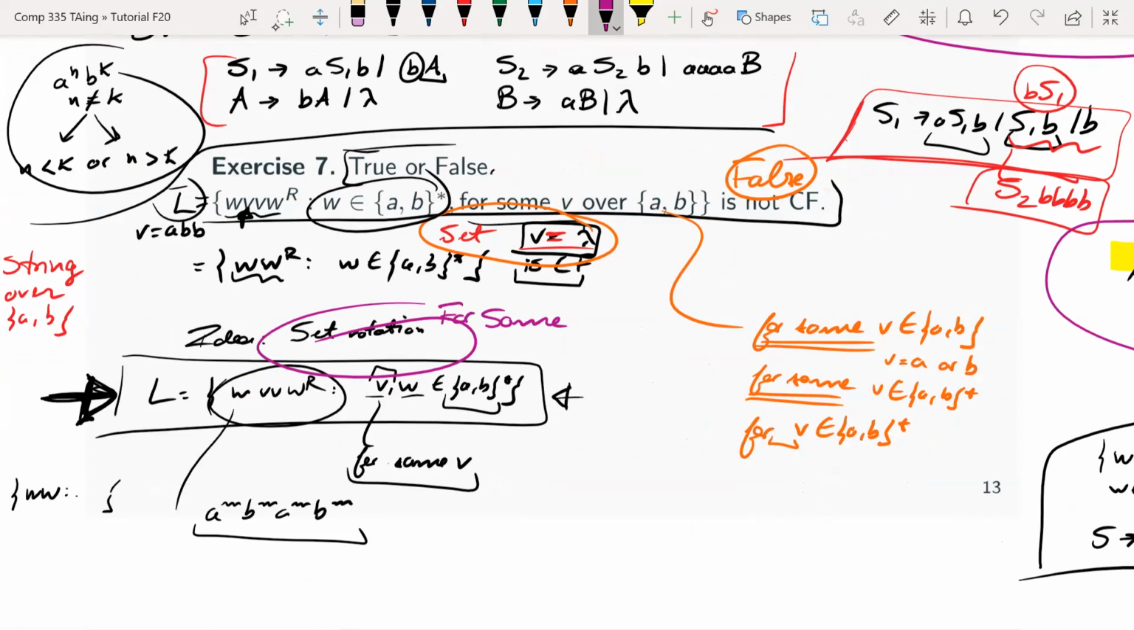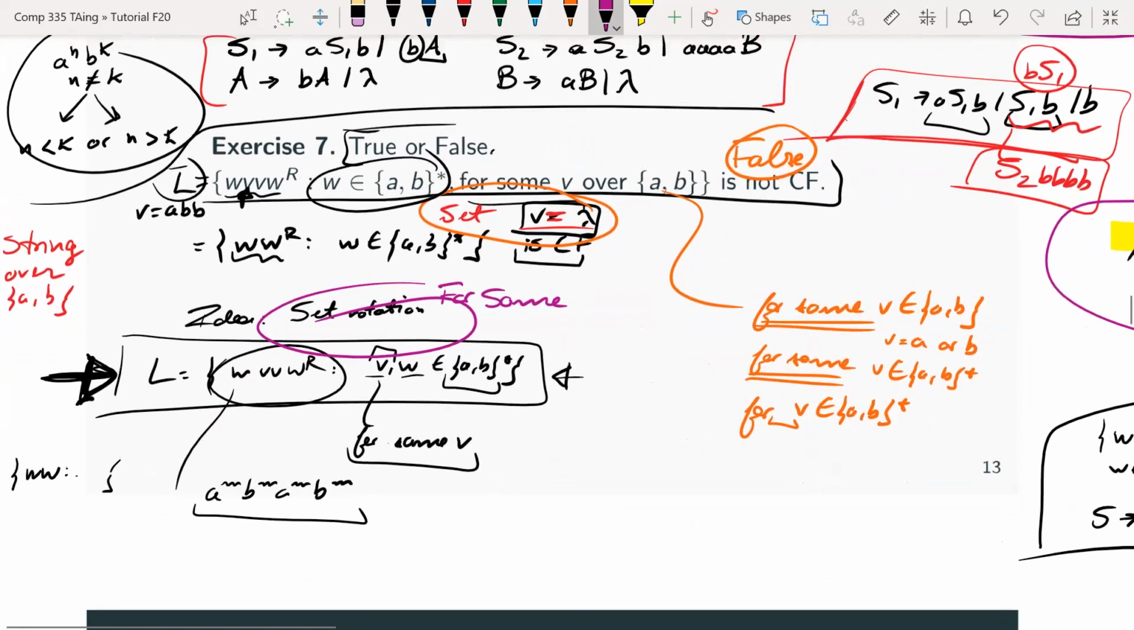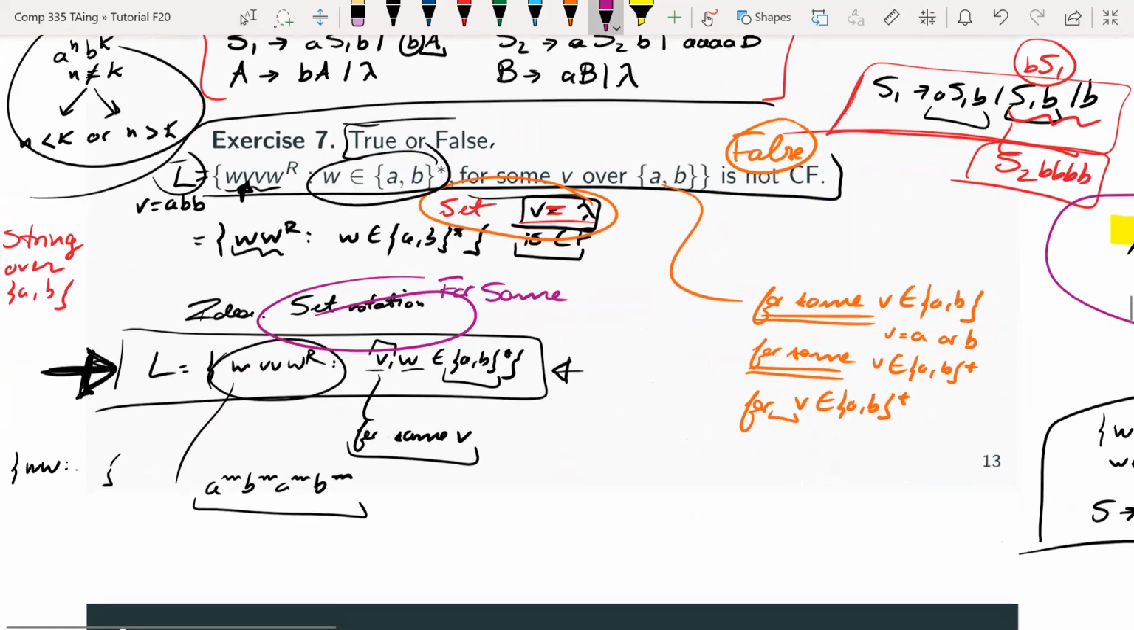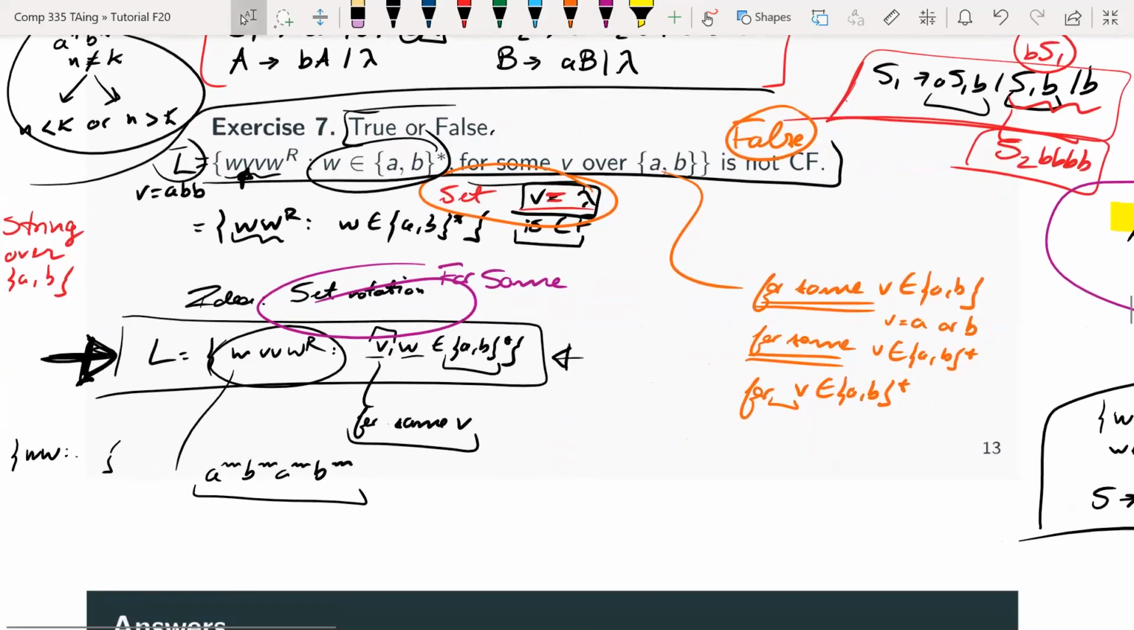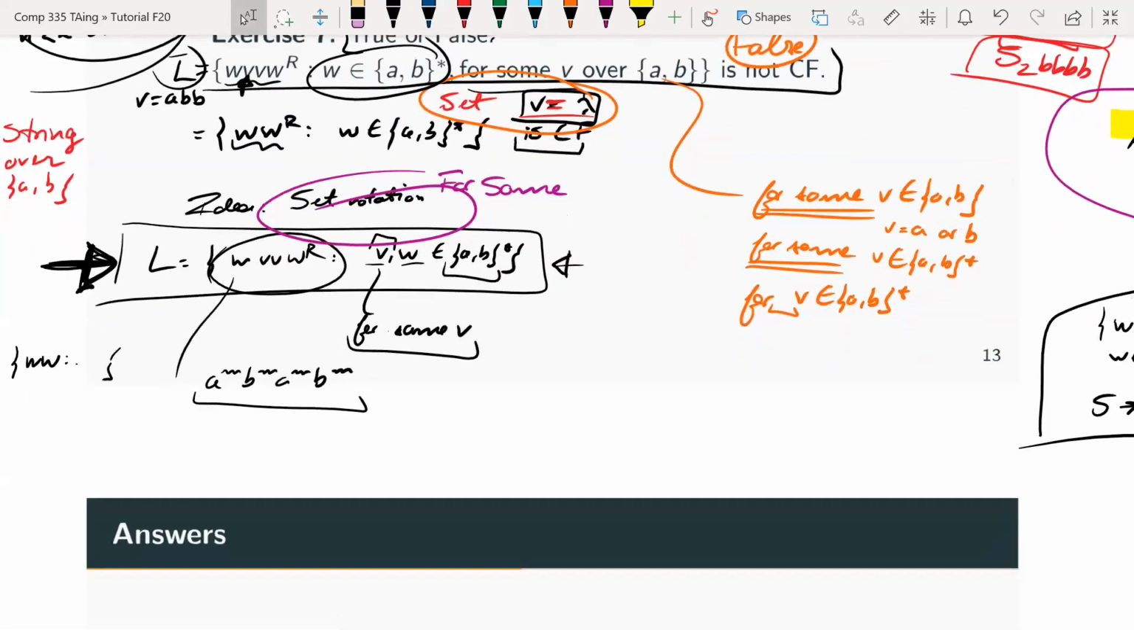If there are no more questions about this, I agree that this is a tricky question, but this is a tricky course, right? So that's why I wanted to include it. I feel like it's good.